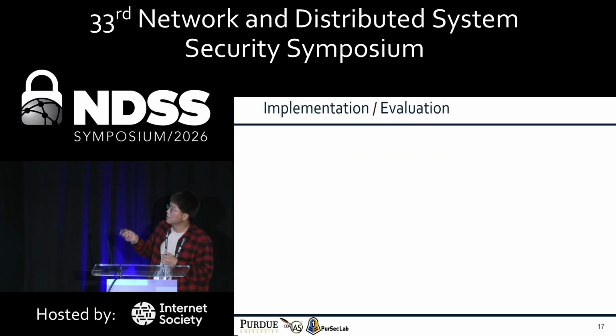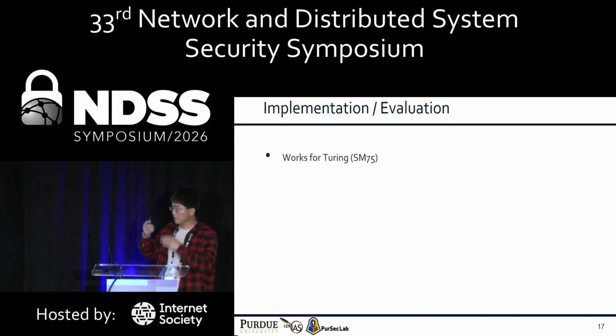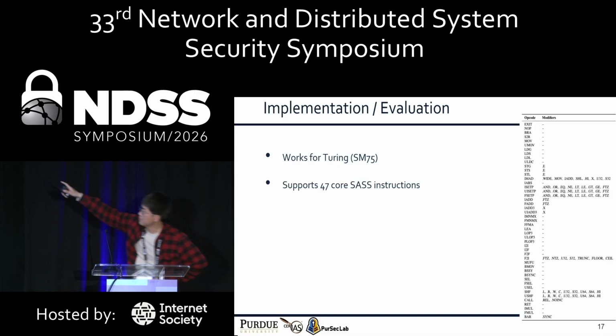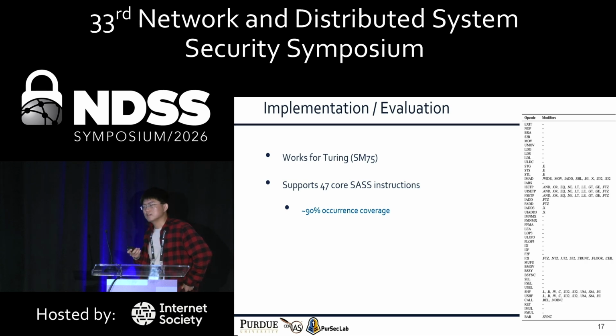Okay, here's our implementation and evaluation. Currently, our lifter works on the Turing architecture, or SM75, but I think it's easy to apply to other architectures because the core instructions are similar. Currently we support 47 instructions, as the figure shows, with their modifiers. As we analyzed in the most important CUDA libraries like cuDNN and cuBLAS, used for linear algebra, we can cover around 90% of instructions.